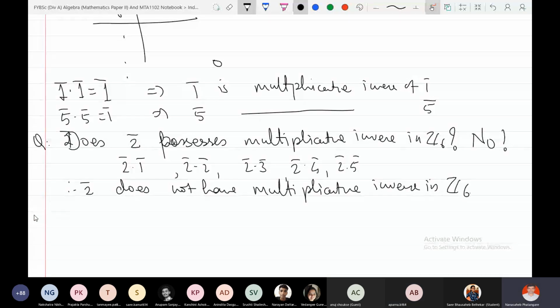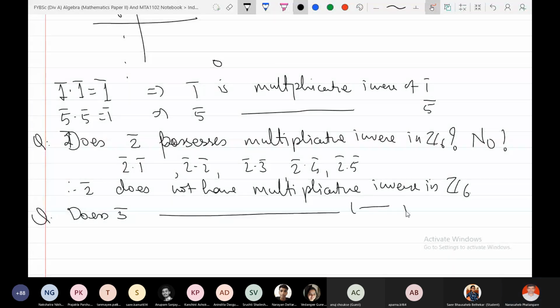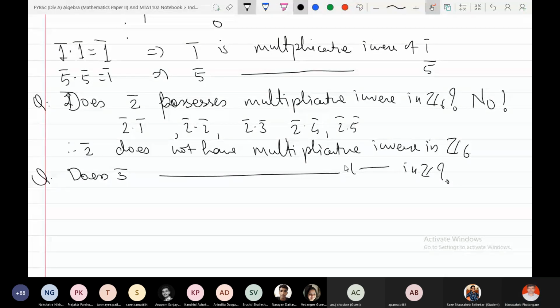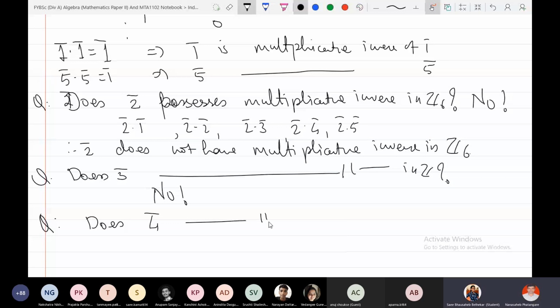Similarly, I will repeat the same question for 3 bar in Z6. Does 3 bar possess a multiplicative inverse in Z6? Same question. What is the answer? No. Now I will repeat the same question. Does 4 bar possess a multiplicative inverse in Z6? No, the answer is no.